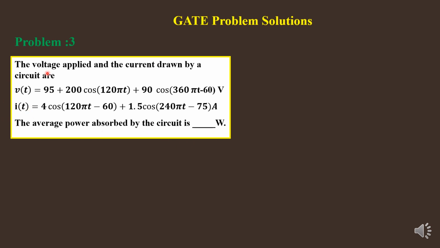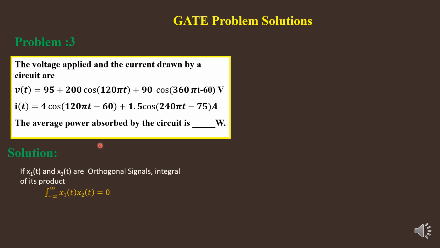Okay. So here, before going to solve the problem, we need to know about orthogonal signals. Orthogonal signals are the signals in which the phase difference is 90 degrees. The condition is that if any two signals are orthogonal signals, the integral of their product will be equal to 0. So I am going to apply this condition to find the average power for this problem.